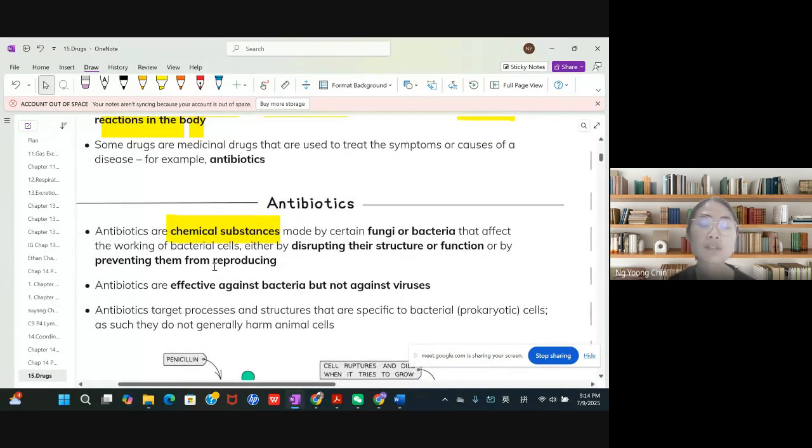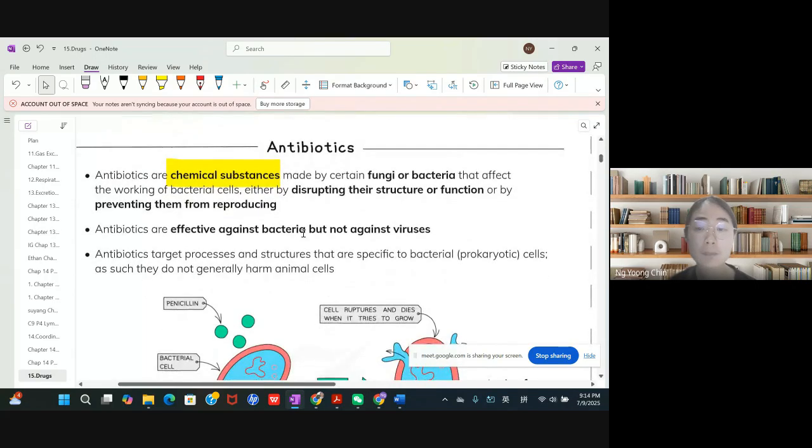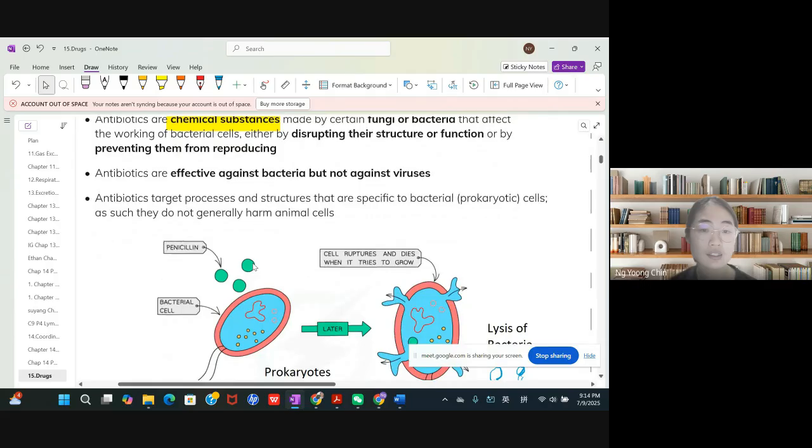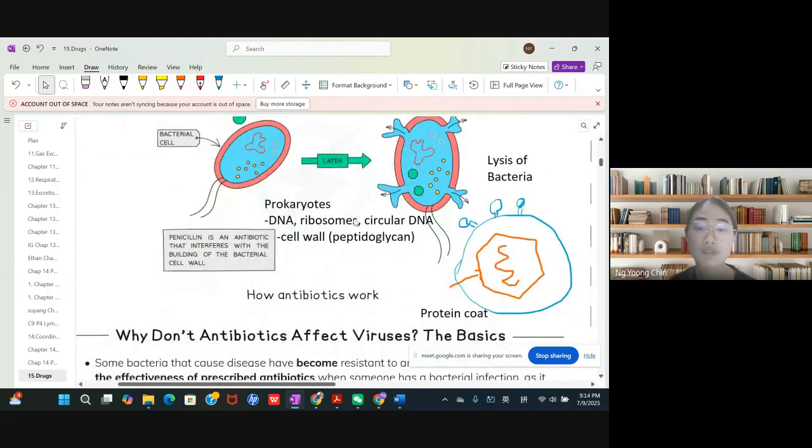So antibiotics are effective against bacteria, but not against viruses because they cannot kill viruses. They target the processes and structures that are specific to the bacteria cell, so they will not harm the animal cell. So the doctor will prescribe you an antibiotic if they suspect you have any underlying infections.